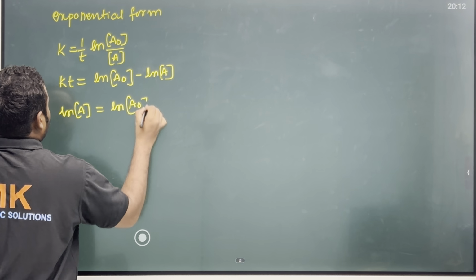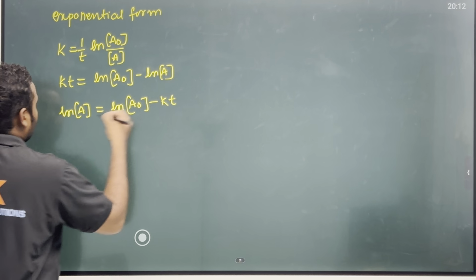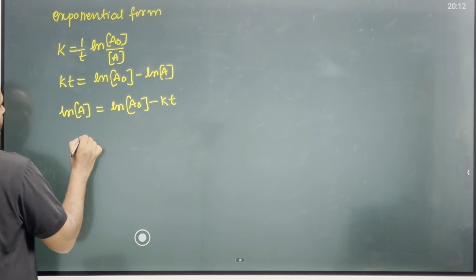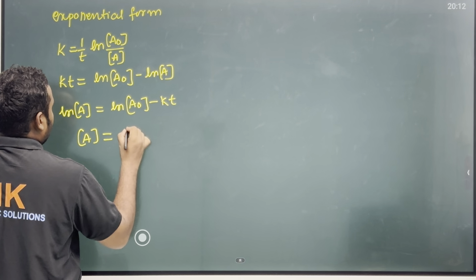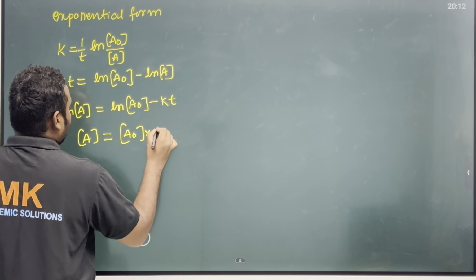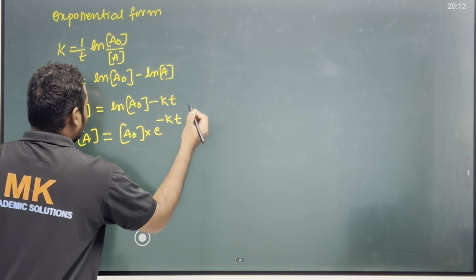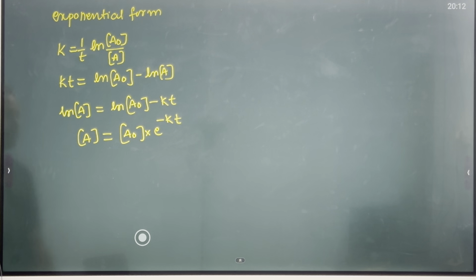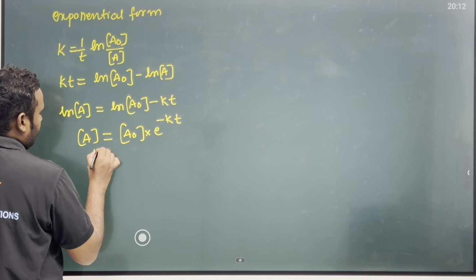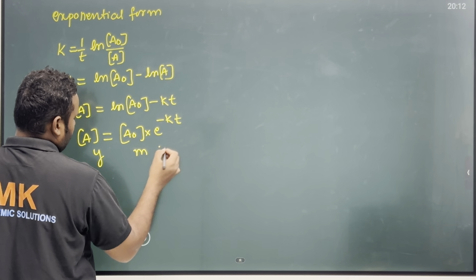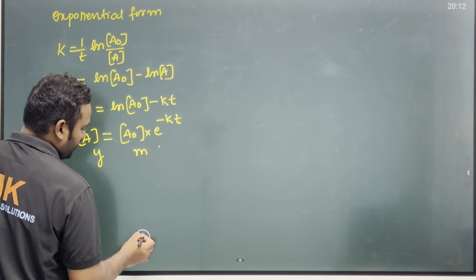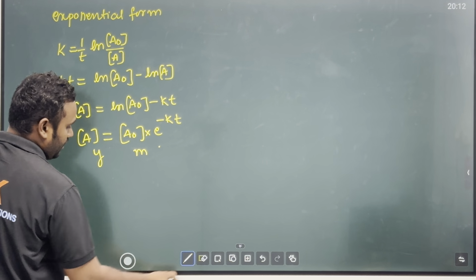Therefore, ln A is equal to ln A naught minus kt. Now remove the ln here. What you will get here? The concentration of A is equal to A naught into e power minus kt. Now draw the graph here. It is in the exponential form.